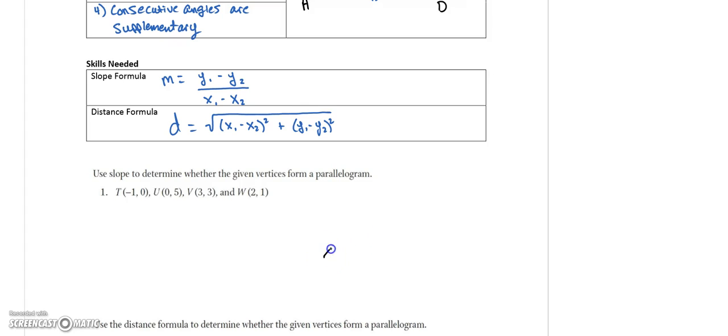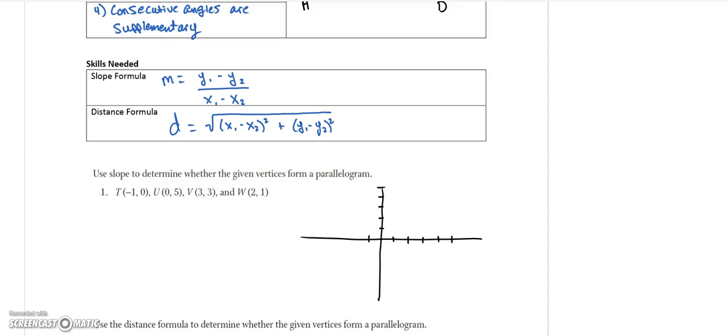Let's sketch. You know what? Let's do this. I have the coordinates, so let me sketch here. What's the largest x value? 5. 1, 2, 3, 4. Highest y value is 5. And the lowest y value, I don't think I need any negatives.